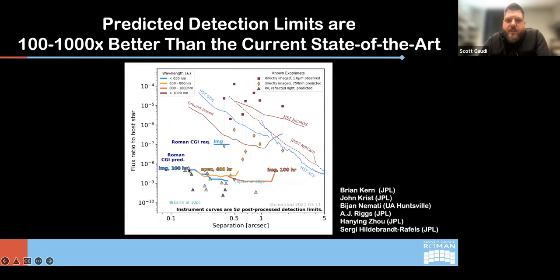Again, I'm sort of preaching to the choir here, but I'm very excited about this. And in terms of the sensitivity, these are the kinds of requirements up here in terms of flux ratio versus separation, but these are the predicted. And you can see we're starting to get into mature Jupiters around the nearest stars, which is super exciting.